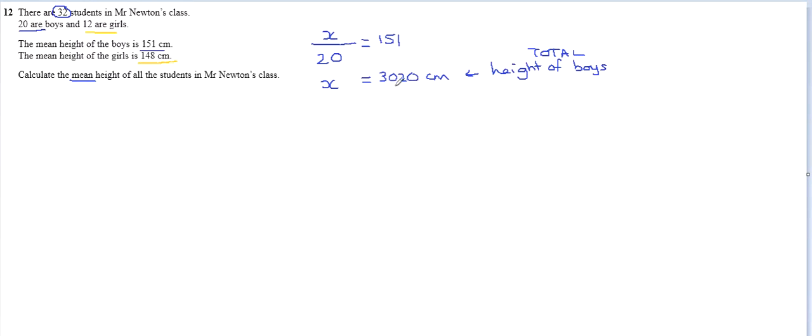And now we need to do exactly the same thing with the girls. So we don't know the total height of them all, but when we divide it by 12, because there was 12 girls, we get the mean of 148. So to work out the total height of all the girls, we just have to times these two numbers together, which is 1,776. Okay, I'll just do the same thing here. That's centimeters. So that's the total height of the girls.